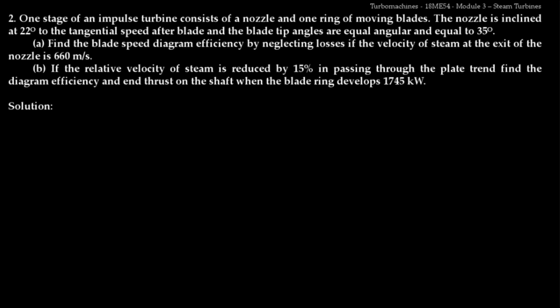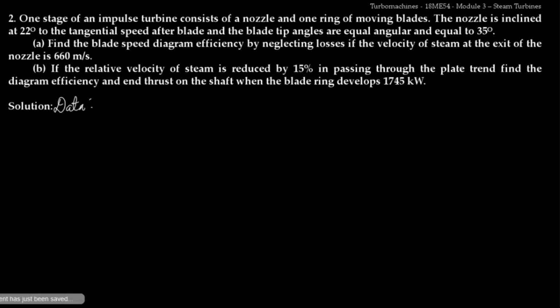In the first case we have not considered any losses, but in the second case we need to consider those losses, that is the relative velocity of the steam reduces by 15%. So he has indirectly given the value of Cb. Now we need to find out the diagram efficiency if the power produced by the turbine is 1745 kilowatt. Now let us list out the data given in the problem.